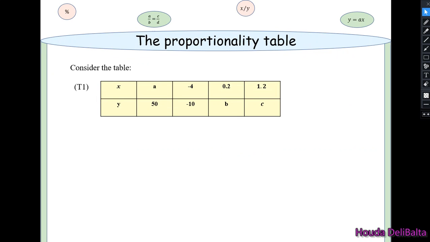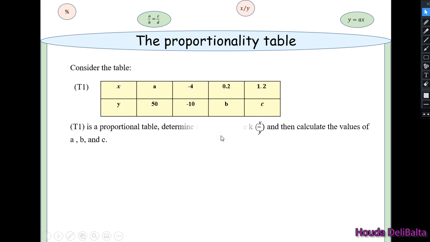Here is an example on proportionality tables. Given the table T1, including these values, here is referring to x and this row is referring to y. All I care about are these values: a over 50, minus 4, minus 10, 0.2 b, and 1.2 c. What's the question? What do you expect? The question here is, given that T1 is a proportional table, I have to determine its constant rate k and then to calculate the values of a, b, and c.